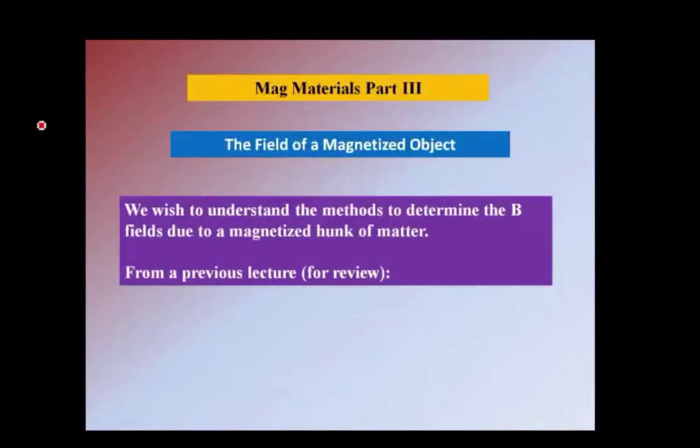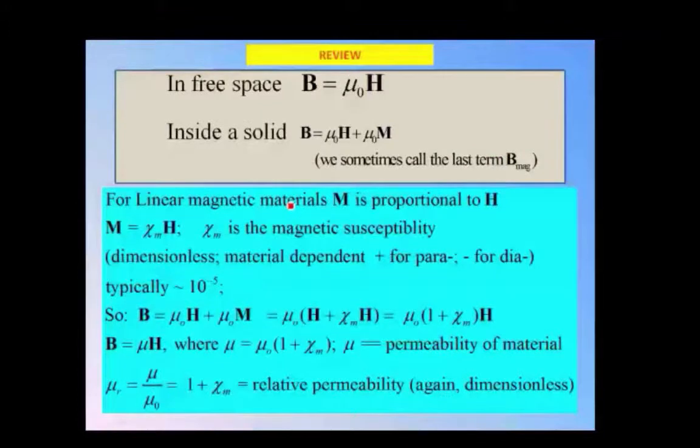Let's talk about the field of a magnetized object. What we'd like to do is understand the methods to determine the B fields due to a magnetized hunk of material. Before we start, let's look at some equations from a previous lecture.